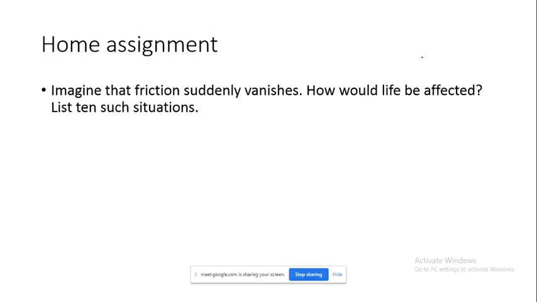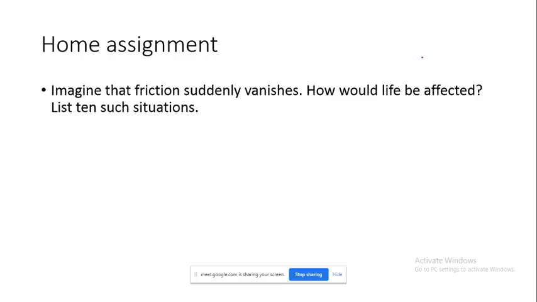I was getting so many answers in the chat box about frictional force examples, so many good answers, out of the box things. So, I'll be expecting some amazing answers for this one, okay? Tomorrow we will discuss this. What happens when friction suddenly vanishes, what all things will happen, what all things we may not be able to do, okay?